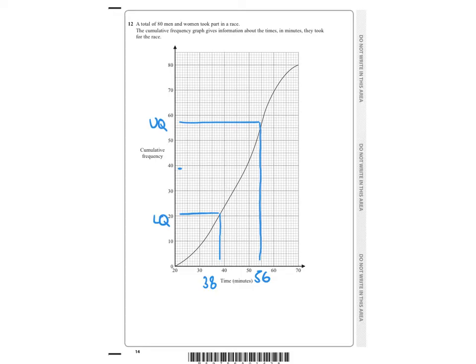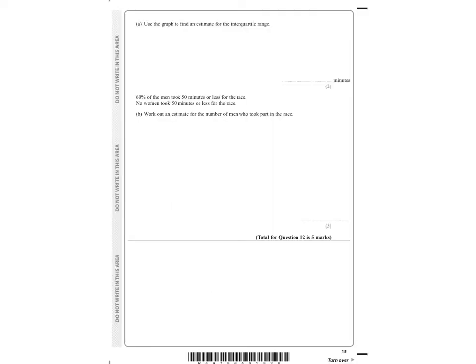So here we go. 60% of the men took 50 or less. So now what I'm going to do is go here, I have 50. I'm going to go up to 50 and across, and I'm going to get 42. Okay. And question A. Use the graph to find an estimate for the interquartile range.